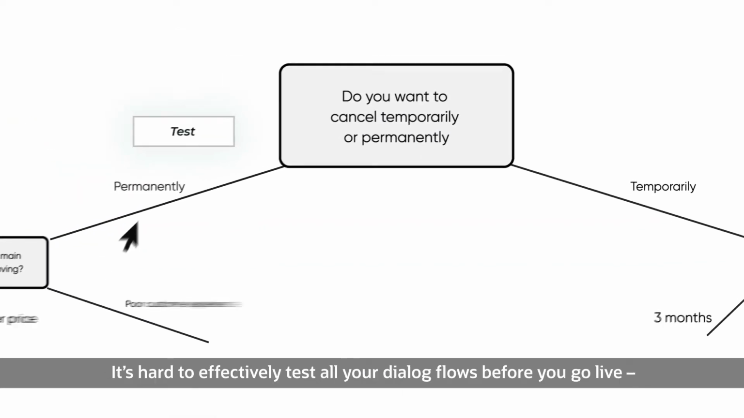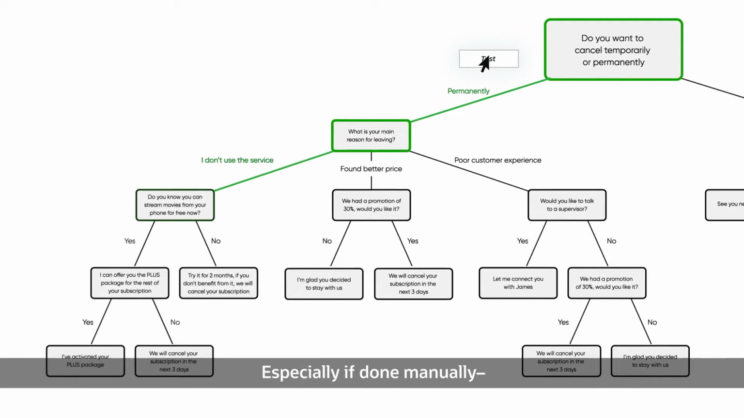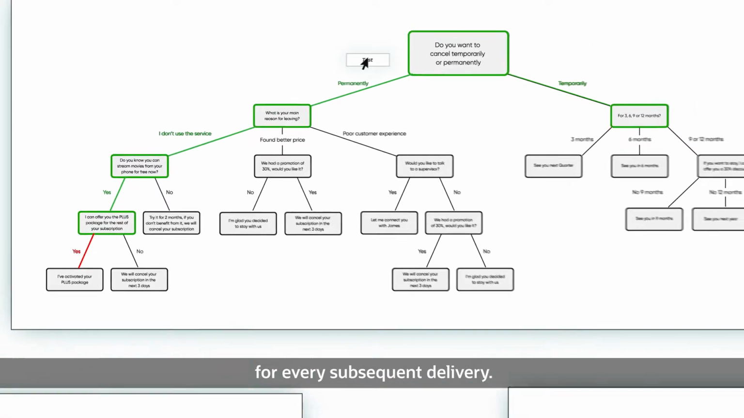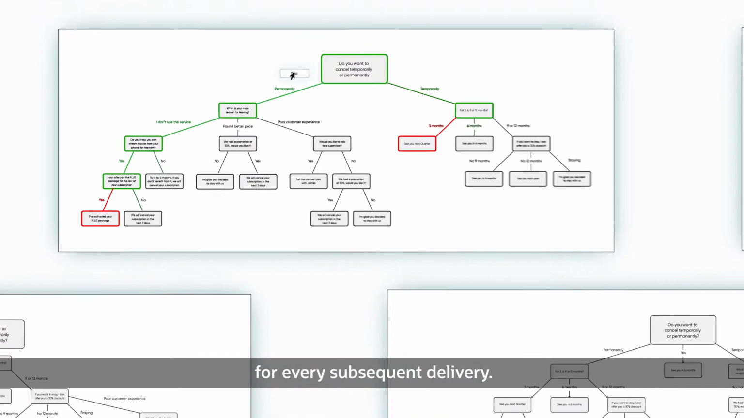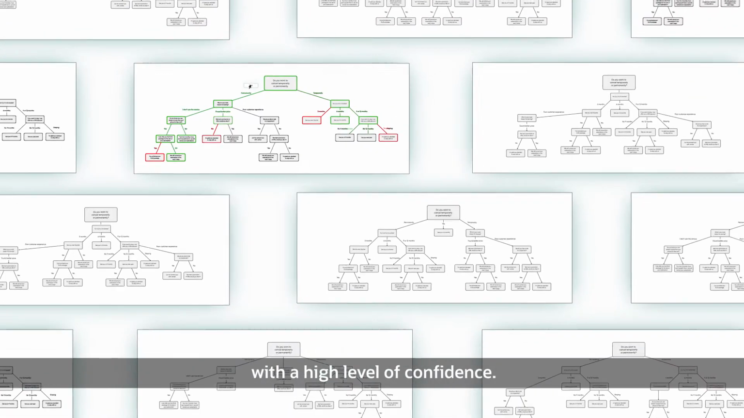But it's hard to effectively test all your dialog flows before you go live, especially if done manually, and even harder to keep retesting them for regressions for every subsequent delivery. This makes it challenging to deliver a standard of excellence with a high level of confidence.